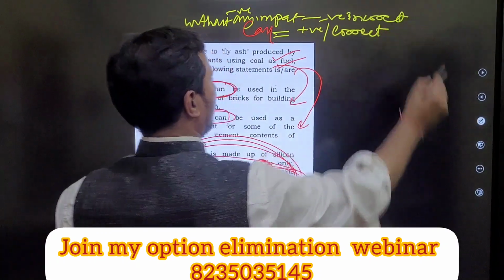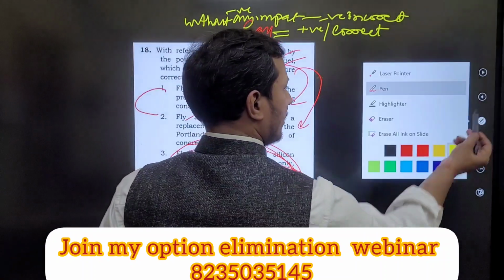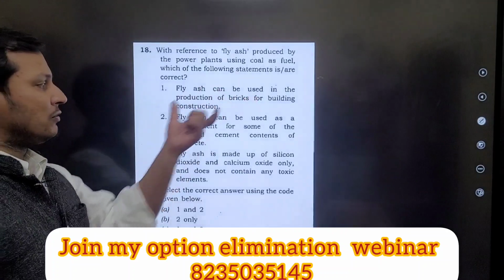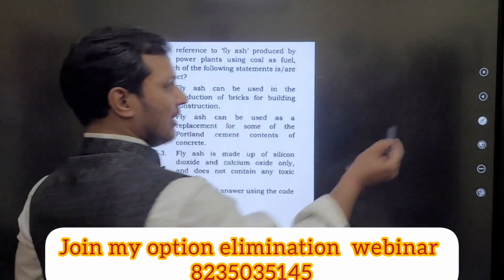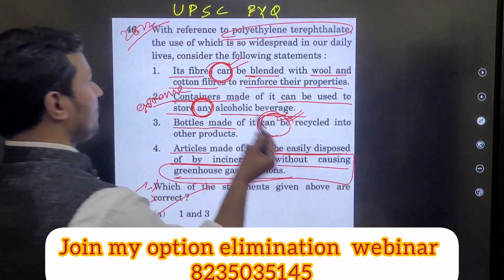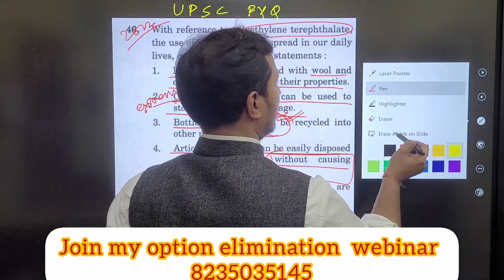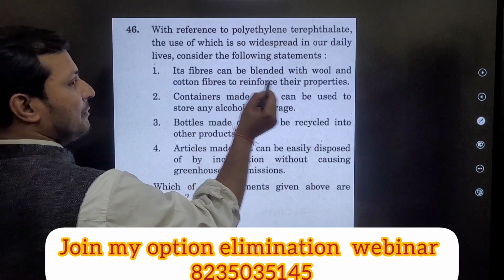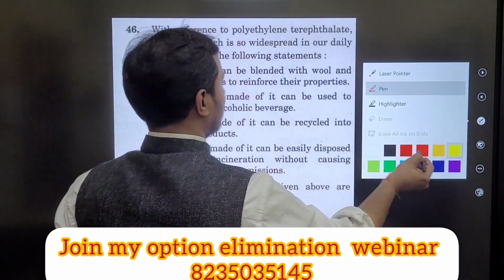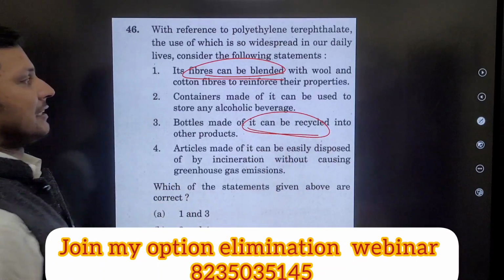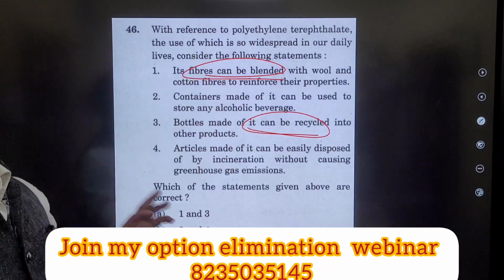See the similar way of framing the question. Can you see the similarity? Fly ash can be used, and you see the next statement, polyethylene can be blended, and can be recycled. Can be blended, can be recycled, can.